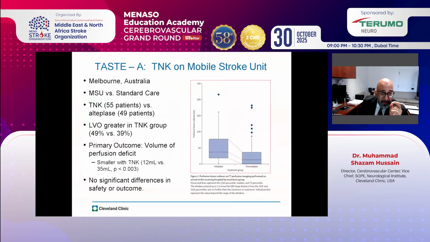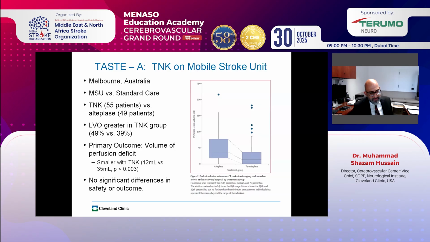Interestingly as well, we're seeing newer agents being used on these mobile stroke units. This was the TASTE-A trial, which is using TNK on mobile stroke, from our colleagues in Melbourne. Mobile stroke versus standard care weeks. Again, you see here that even though alteplase is working quite well in these mobile stroke units, we're seeing TNK recanalizing these patients much, much better in this time window.